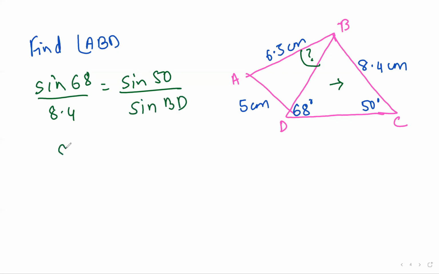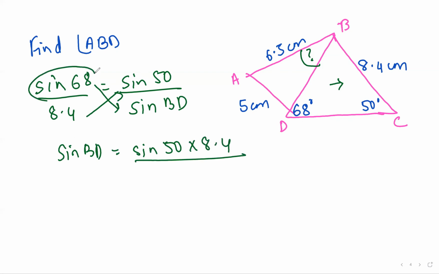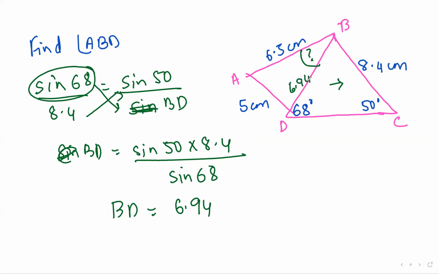So in order to find BD, you will take everything on the another side, cross multiplication. Sine 50 is multiplied by 8.4. This thing, when comes in denominator, becomes division. So we will be calculating all of this, right? So here, this will be not sine BD, it is only side BD. So BD, when you will be putting all this data on your calculator, you will be getting your BD as 6.94 centimeters.